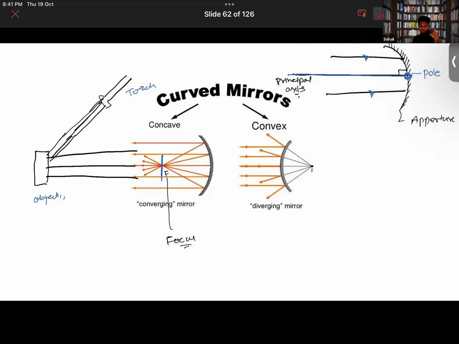Principal axis. Now see here. When the light rays fall on a concave mirror, they will get reflected back like this. The light rays were coming like this and then got reflected back. And then look at this light ray. It is coming back. It will also get reflected back.